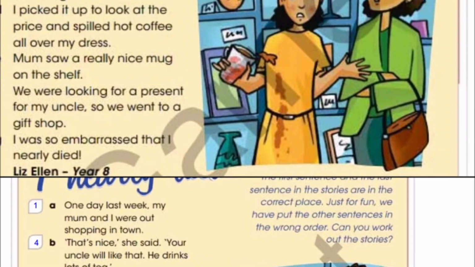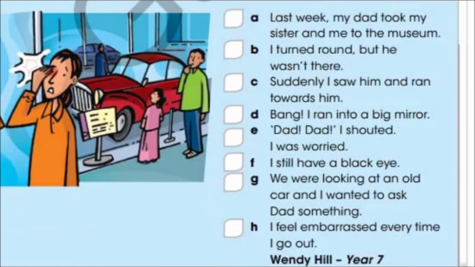Very good. Now let's look at the second story. As they said, number 1 is answered, and the last one, which is H, is number 8. Now you have to read the ones in the middle and put them in order. You can stop the video to do that. Now let's check together. Let's read the story from the beginning. Last week, my dad took my sister and me to the museum.